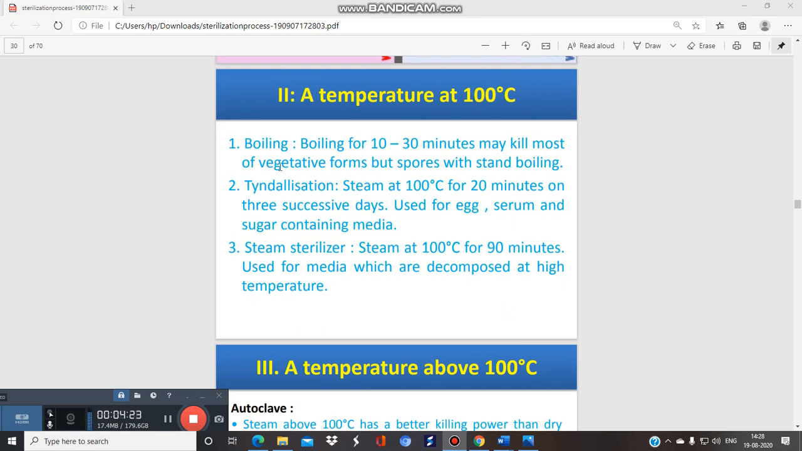Okay, so next see the temperature at 100 degrees Celsius, that is tyndallization. It is again divided into 3, that is boiling. Boiling for 10 to 30 minutes may kill most of the vegetative forms, but spores withstand boiling. Okay, that means spores are not affected by boiling. So what is tyndallization? It is steam at 100 degrees Celsius for 20 minutes on 3 successive days.